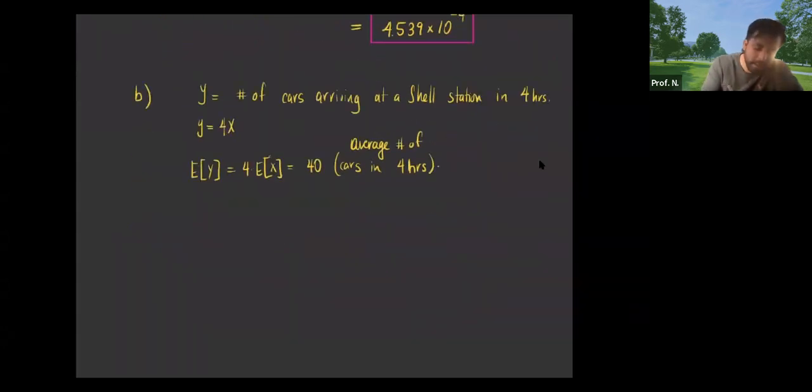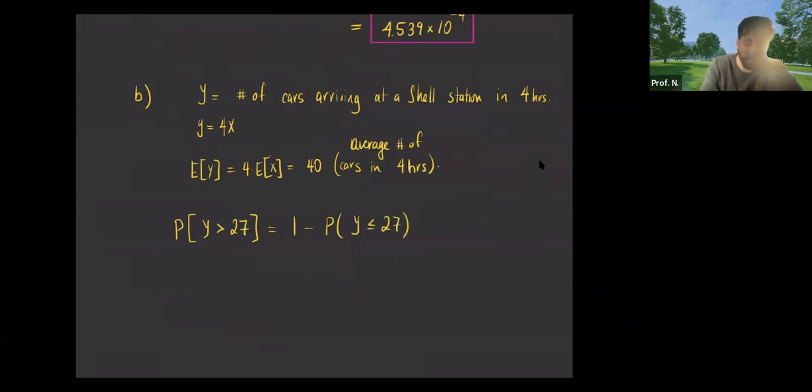And then what you want is the probability that y is greater than 27, which is equal to 1 minus the probability that y is less than or equal to 27. Because in the world of discrete random variables, y greater than 27, right? The complement of this is y less than or equal to 27, because this is saying more than 27. This is at most 27.